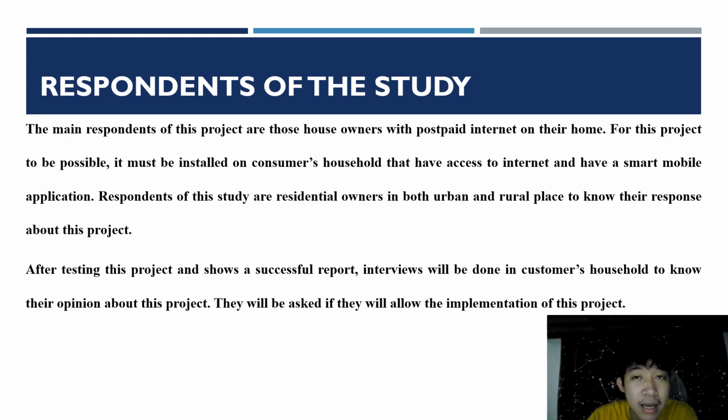Respondents of the study. The main respondents of this project are house owners with postpaid internet in their homes. For this project to be possible, it must be installed in consumers' households that have access to the internet and have a smart mobile phone. Respondents of this study are residential owners in both urban and rural places to know the response about this project. After testing this project and showing a successful report, interviews will be done in consumers' households to know their opinion about this project. They will be asked if they will allow the implementation of this project in their household.